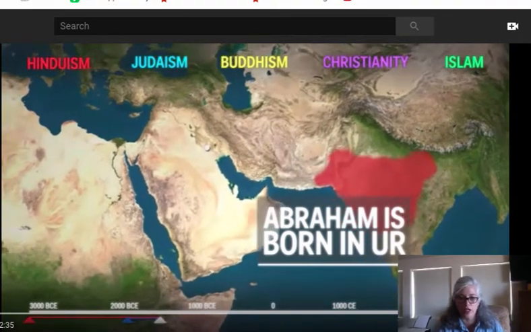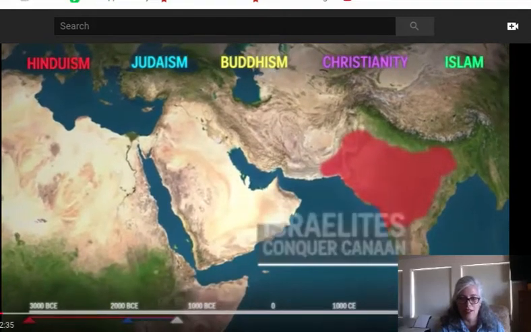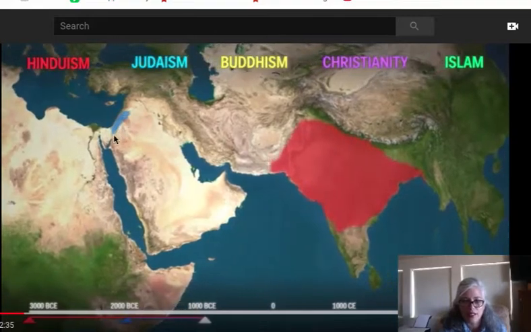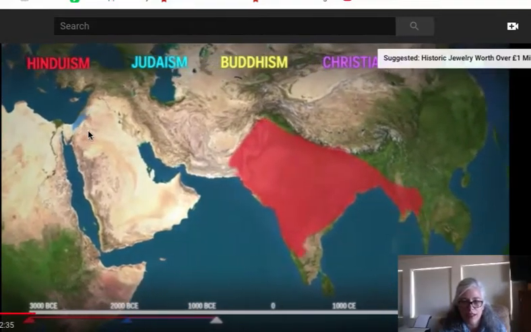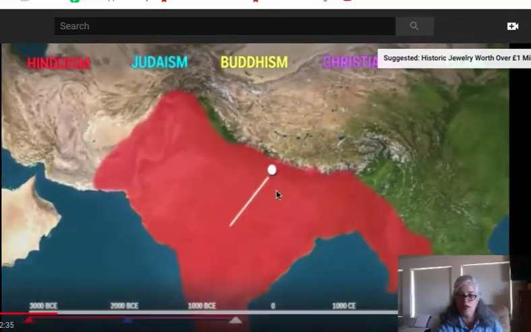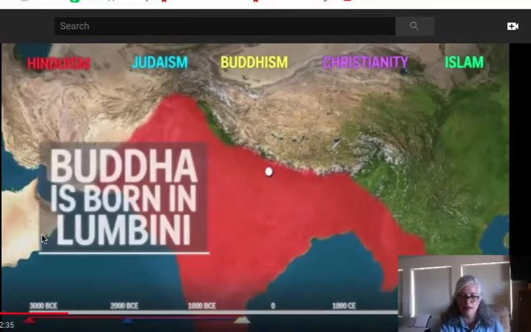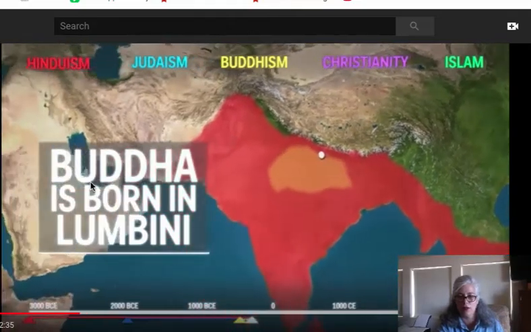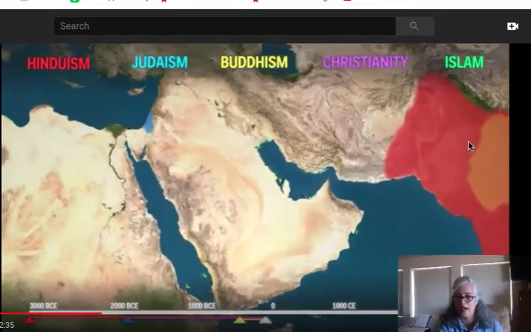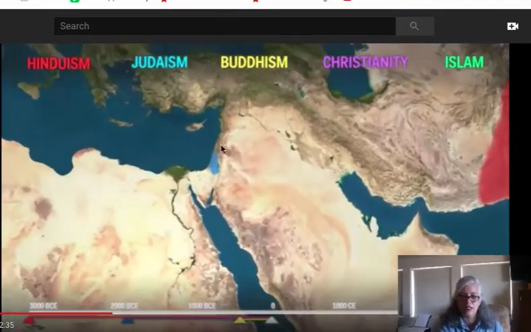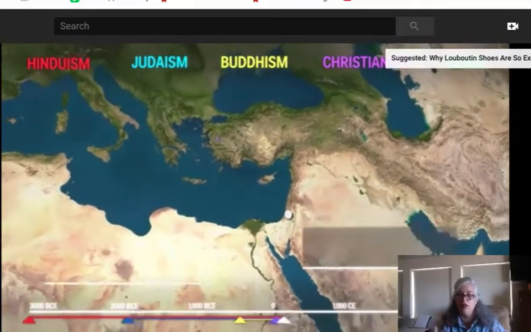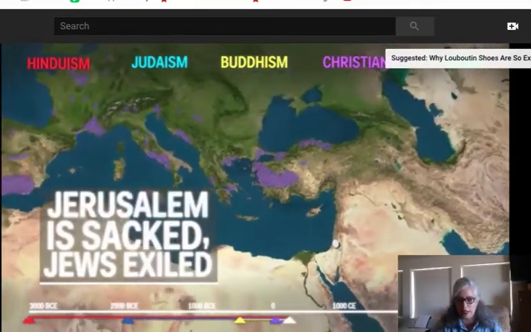So Abraham is born in Ur. You can follow this timeline down here. Now you see Judaism just expands a little bit and then contracts. You're going to see Buddha born. This is our next, Siddhartha Buddha born, and you see the yellow over the red turns it orange, but it really spread right there. You see this little enclave of Jerusalem around Jerusalem and what we know of as Israel now.